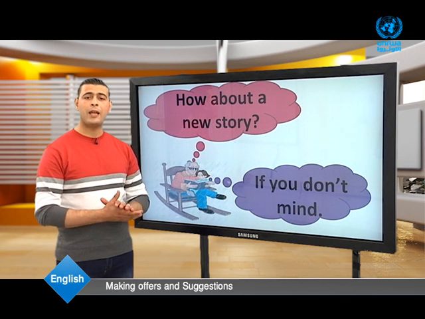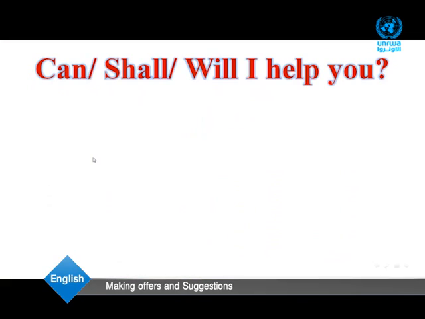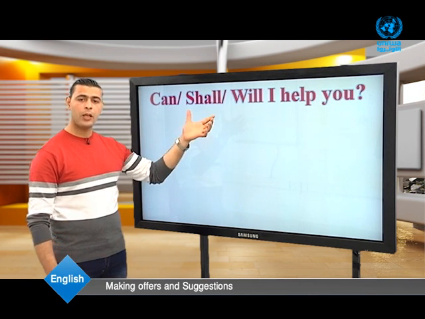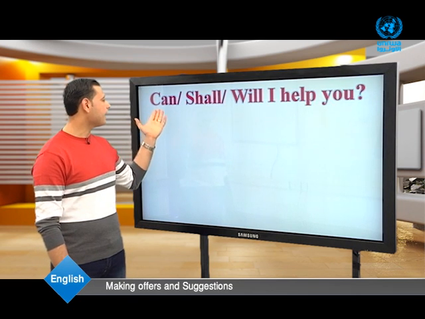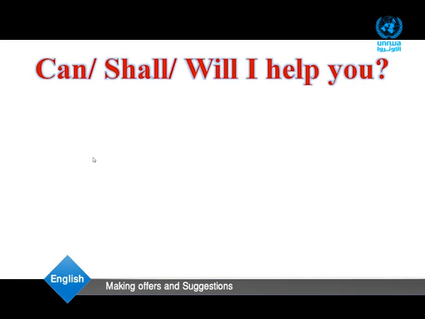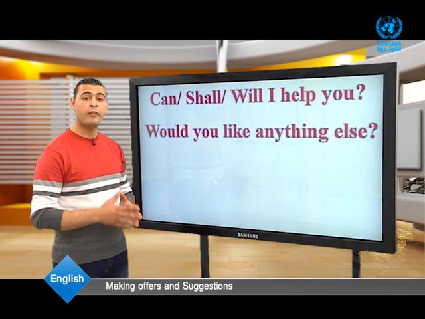Now, dear students, after we have read these mini dialogues, let's look at the offers made in them. The first offer we saw was, "Can or shall or will I help you?" So this is the first way we can make an offer. Another offer we came across was, "Would you like anything else?" And of course, this is another way of expressing an offer.